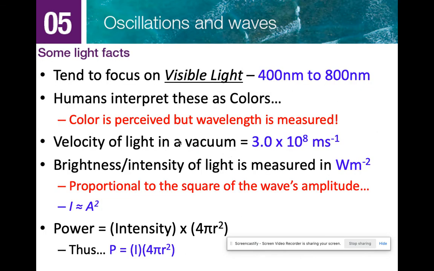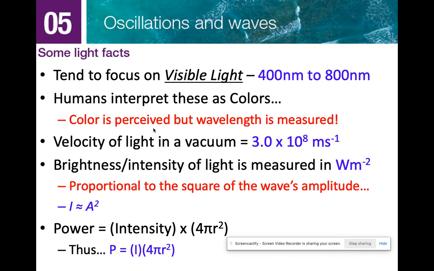Okay? Because we need to understand something. There's tons of stuff in your book on this. But I gave you the Mr. Tima Cliff Notes version here, the things you need to know. So everything in blue and red here is super important for you to know. They tend to focus on visible light, 400 nanometers to 800 nanometers. So basically from red light to violet light or blue light, if you will. Humans interpret these as colors. Color is perceived, but wavelength is measured. Okay, so we see blue, but blue's like 700 nanometers, okay?